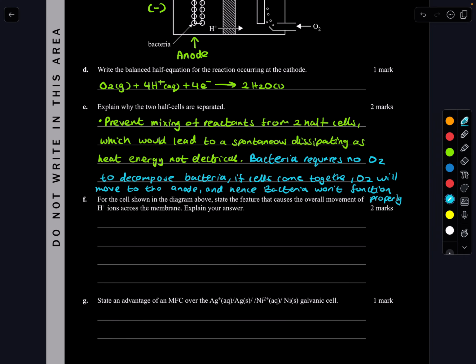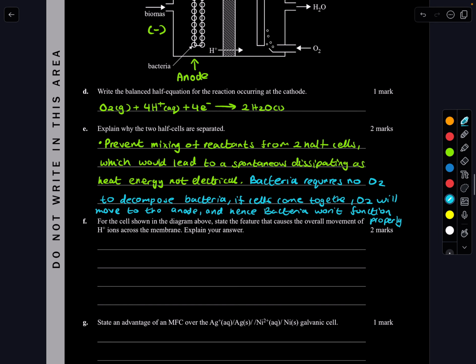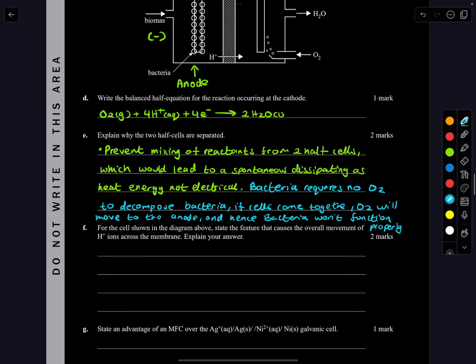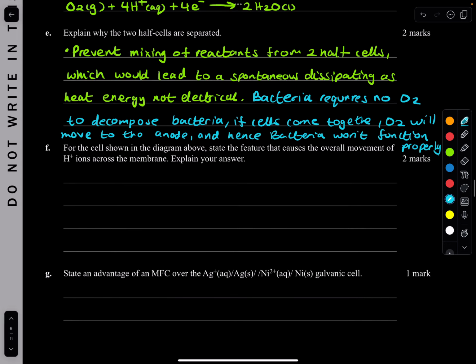Did I write it nicely? Prevent mixing of the reactants from the two half cells, which would lead to a spontaneous reaction dissipating heat, not electrical. Bacteria requires no oxygen to decompose. If cells come together, O2 will move to the anode, and hence bacteria won't function properly. Beautiful. Let's have a look at F.